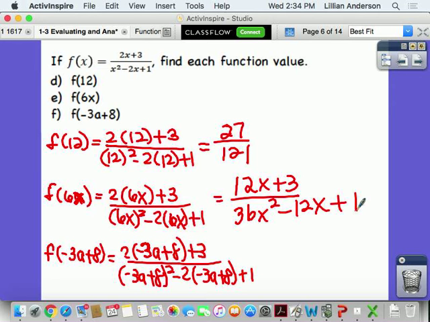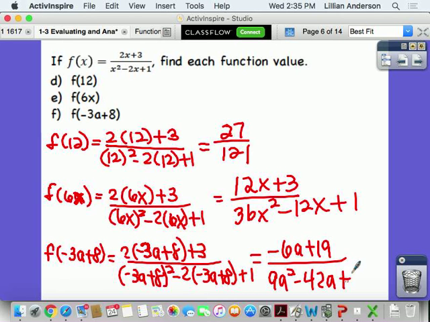Not only do you got to distribute twice, but you got to FOIL and then combine like terms on both the top and the bottom. Michael, what you got? Negative 6a plus 19 over 9a squared minus 42a plus 49. Did you guys get this? Mine is 6a. Oh, okay. So this is the foiling and everything, math correct.